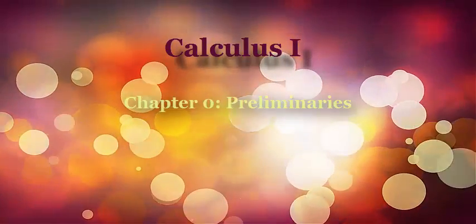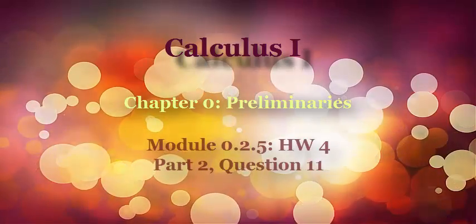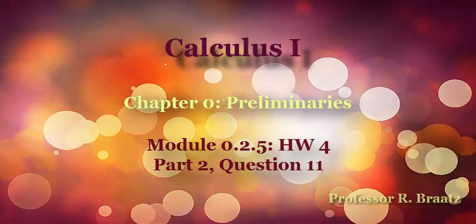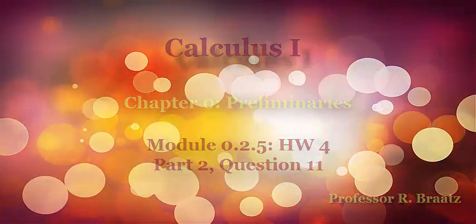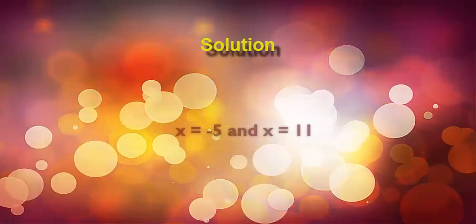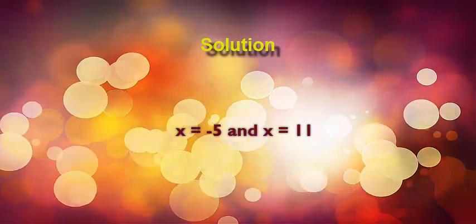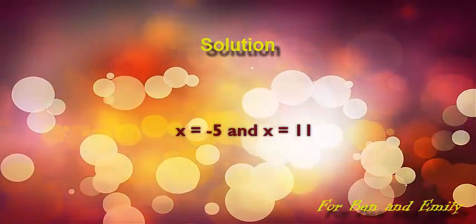We're working on problem number 11 from part 2 of homework number 4. The solutions, now because there's two of them, the solutions to this problem are -5 and 11. And I think it's really worth watching this video to see how we get those values.